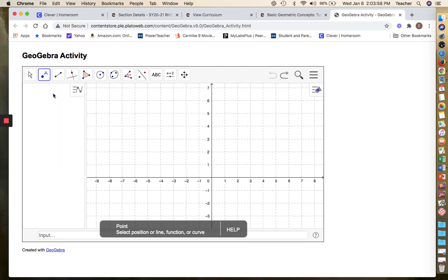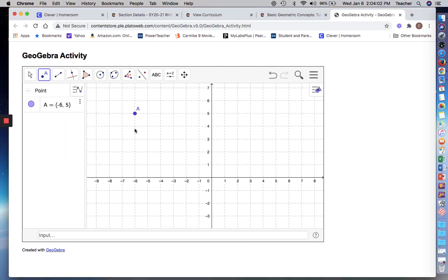So a point is just a specific location in space. So if I wanted to say a specific location A, then you'll notice over here it does give you the ordered pair. So -6, 5 would be the coordinate for A. I'm going to give myself a couple more points. There's B. You can see over here is 1, 4. And we'll put C right here, and that's going to be -4, 0. So the nice thing about GeoGebra is it does give you the ordered pairs as you go.